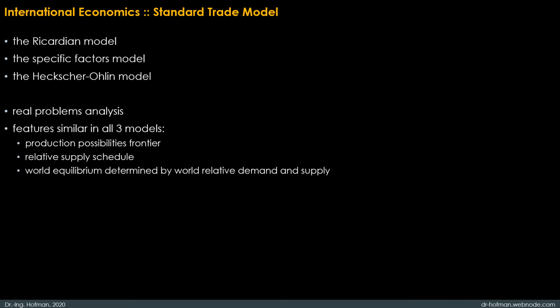In spite of the differences in their details, our models share a number of features. Firstly, the productive capacity of an economy can be summarized by its production possibility frontier, and differences in these frontiers give rise to trade. Secondly, production possibilities determine a country's relative supply schedule. And thirdly, world equilibrium is determined by world relative demand and a world relative supply schedule that lies between the national relative supply schedules.